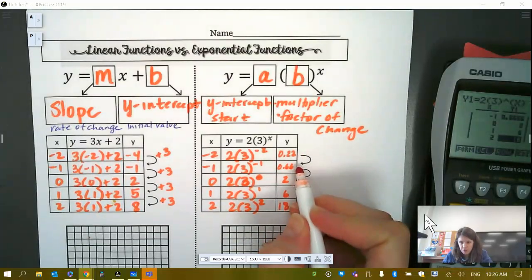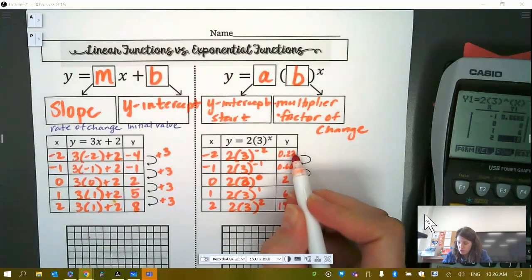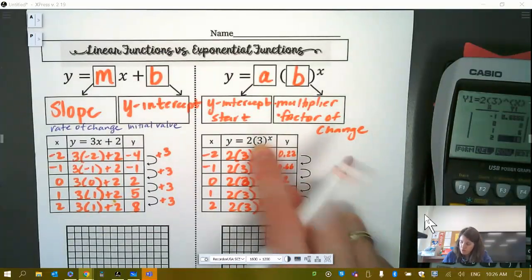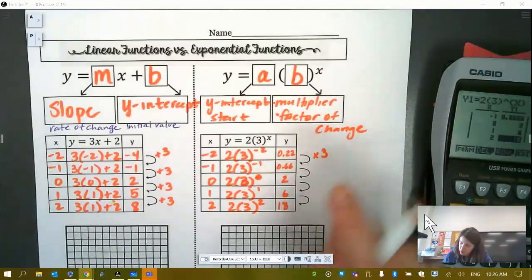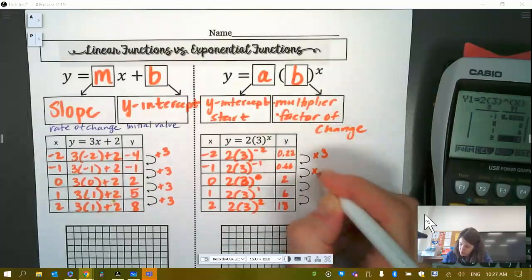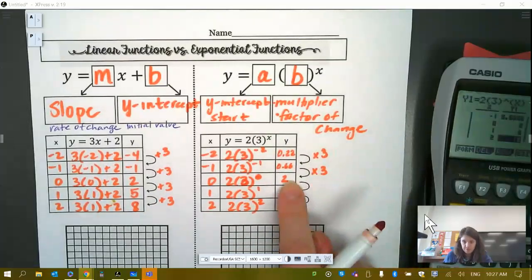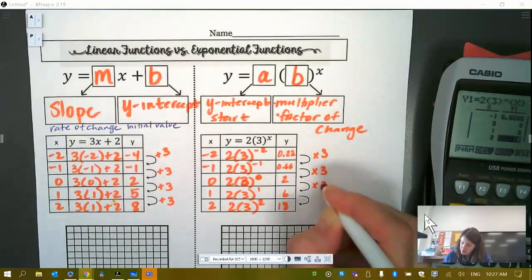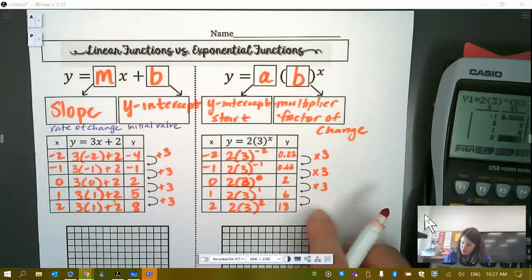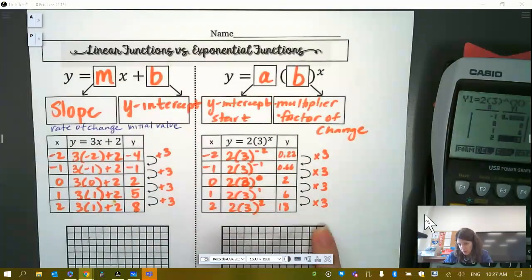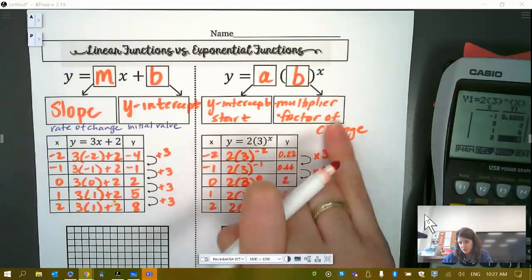But what's actually happening over here? We have 0.22, and we are saying that our factor of change is multiplied by 3. When you multiply 0.22 by 3, you get 0.66. When you multiply 0.66 by 3, you get 2. When you do 2 times 3, we get 6. And then again, if we do 6 times 3, we get 18. So notice the multiplier here is something that we multiply by. That's the factor of change.